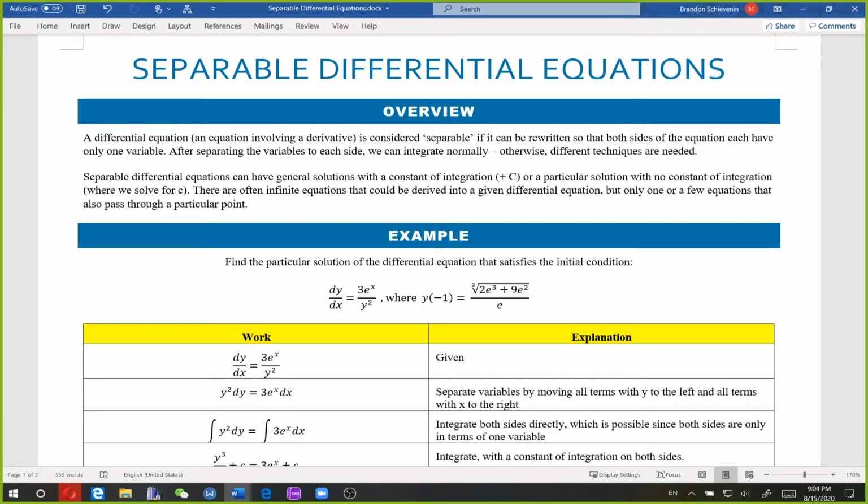So if we can do that, we call it a separable differential equation, and separable differential equations are really nice because we can just integrate them normally.